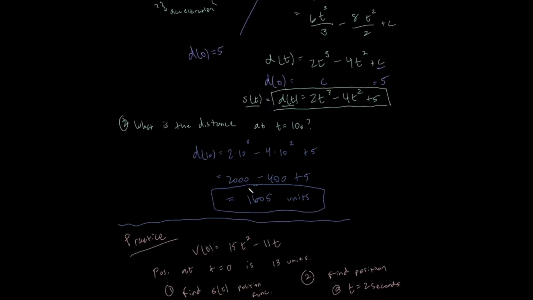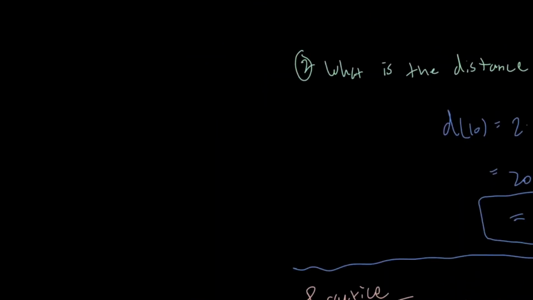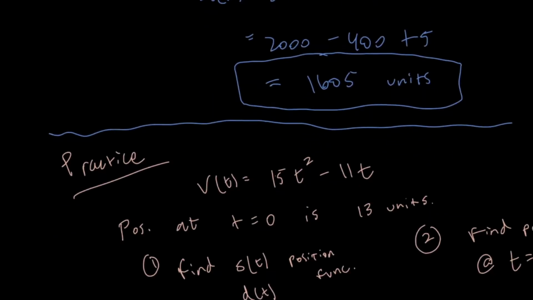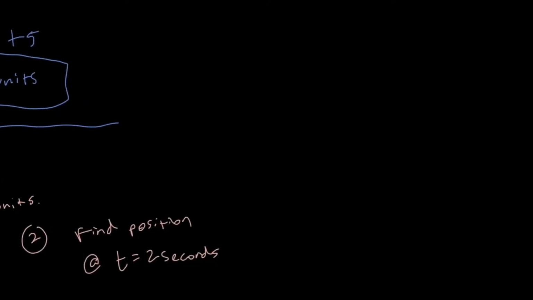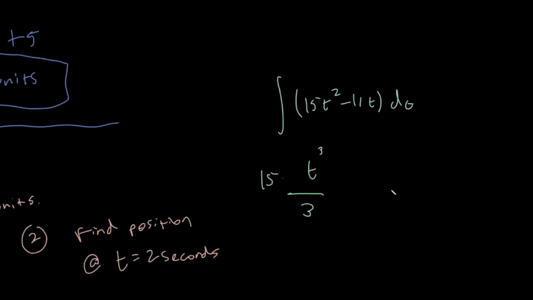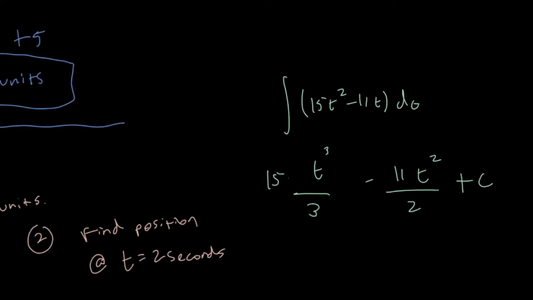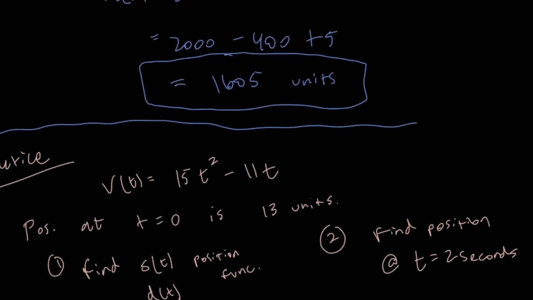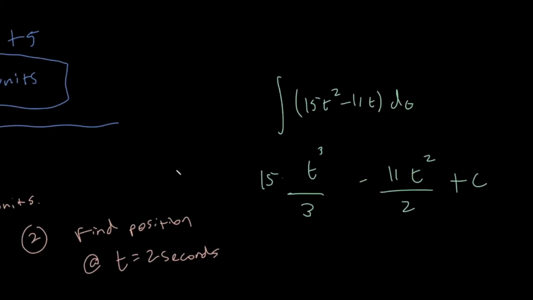So let's take a gander. 15t squared minus 11t, so we want to antiderive. So this would be t cubed divided by 3 times 15 minus 11 halves t squared plus c. And furthermore, the stipulation was position at t equals 0 is 13 units. This is our position function.